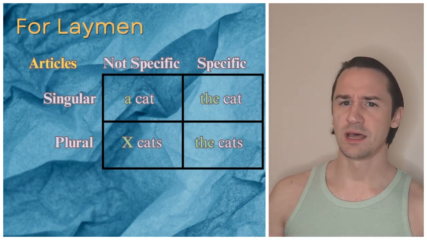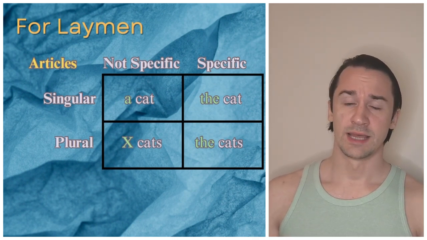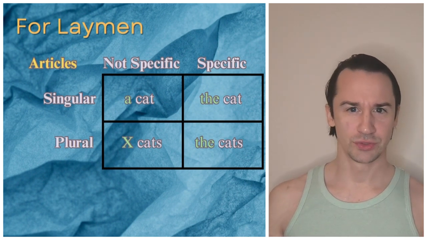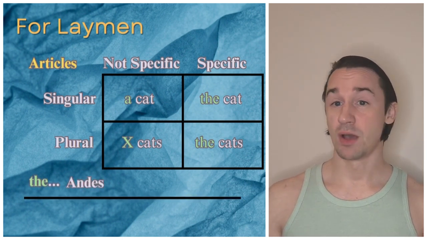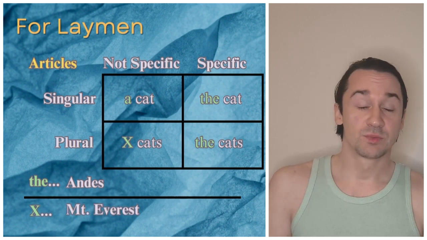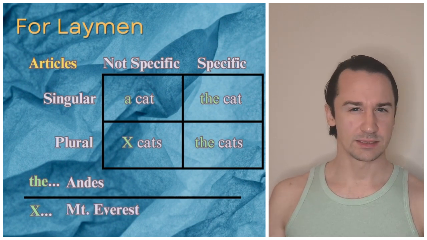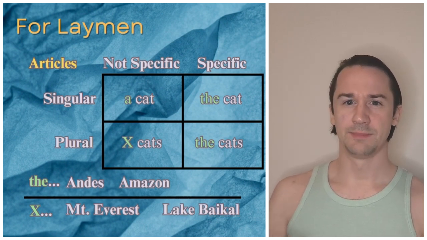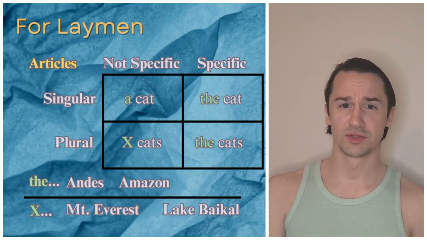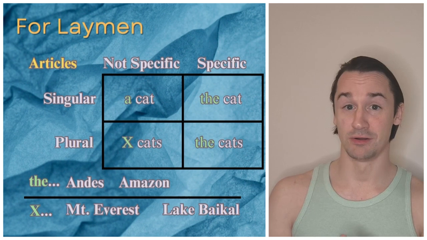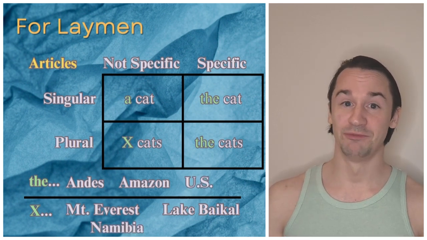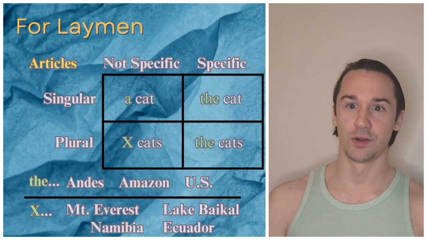There are 20-some exceptions for articles, like mountain ranges always take the, but individual mountains don't. The Andes, but Mount Everest. Rivers require the, but never lakes, like the Amazon, but Lake Baikal. Some countries need the, while others would sound like fantasy monsters with an article. The United States is okay, but better get your sword and shield before the Namibia and the Ecuador arrive.